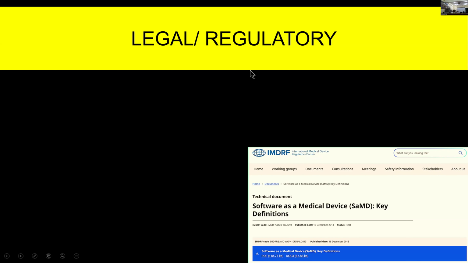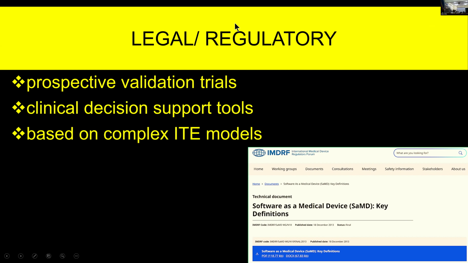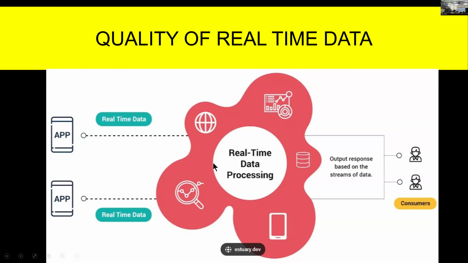So then people say now you must do an RCT. Some people have randomized people to clinical decision support or no clinical decision support, and seen whether it made a difference to long-term outcomes. So it's based on complex individual treatment effects models. In some countries, it is a regulatory issue.